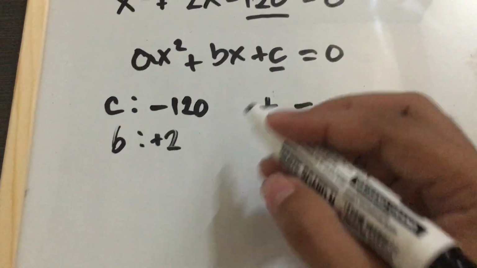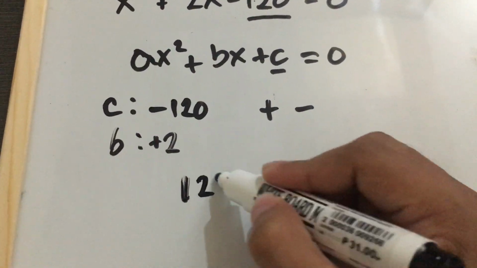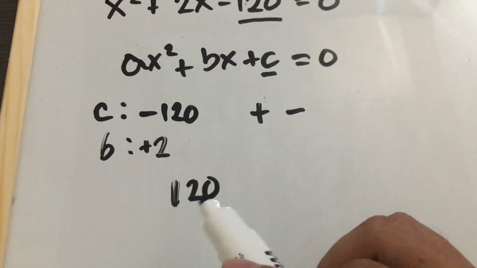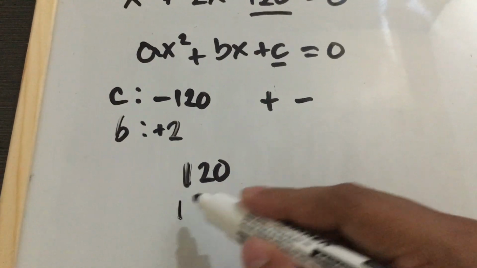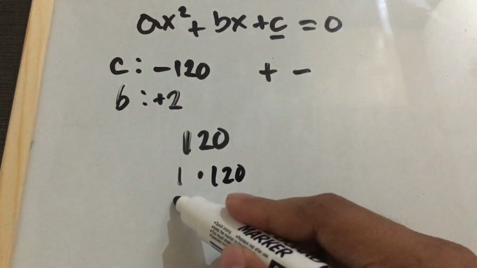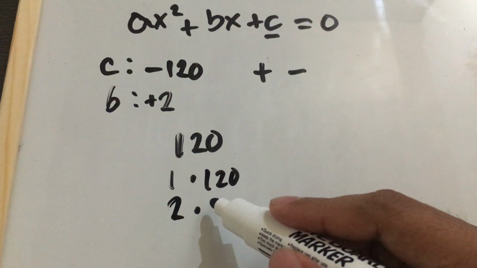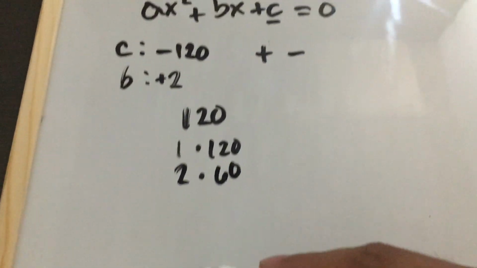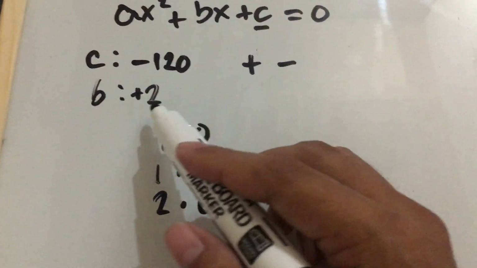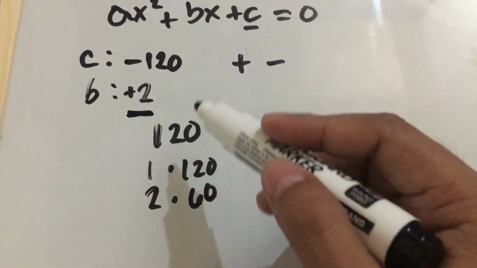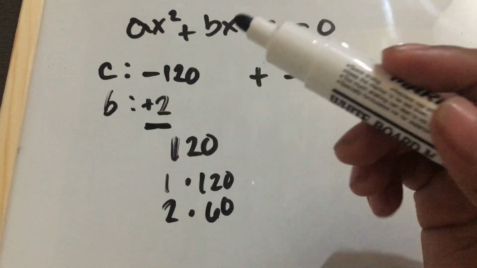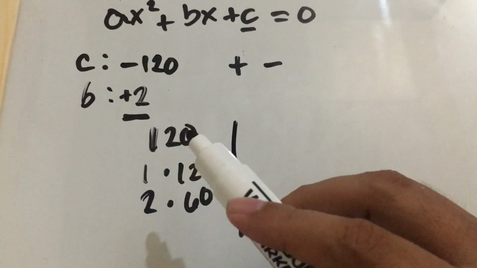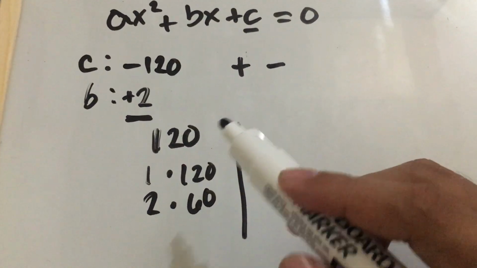So what is that? What are the factors of 120? We will not base it on negative 120 only, okay? What are the factors of 120? So you have its factors 1 times 120, 2 times 60, and so on and so forth. But the trick here is this: since your b is 2, if you add or subtract two factors, it should become 2. So which factors of 120, when you add or subtract them, will give 2?